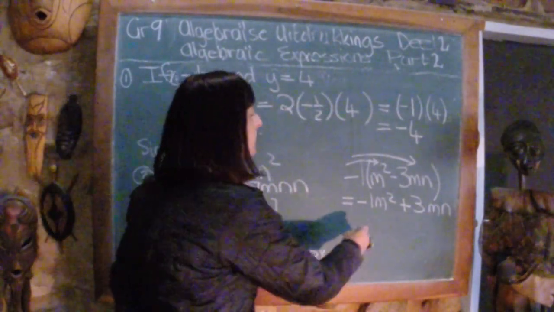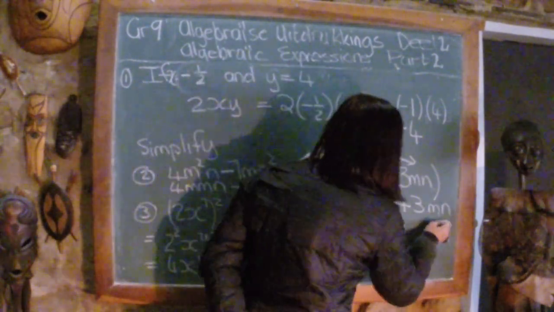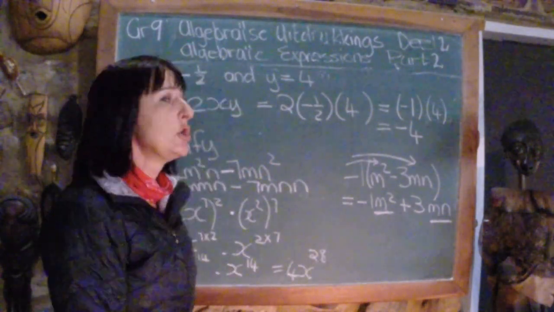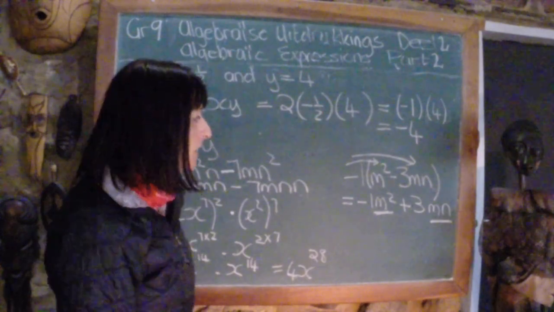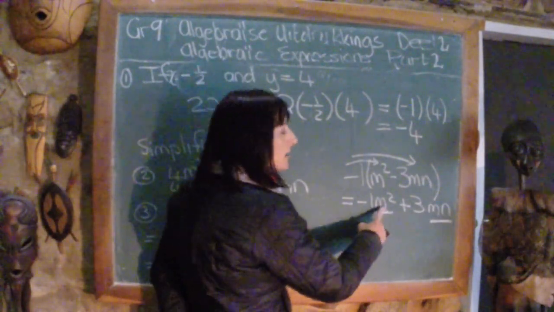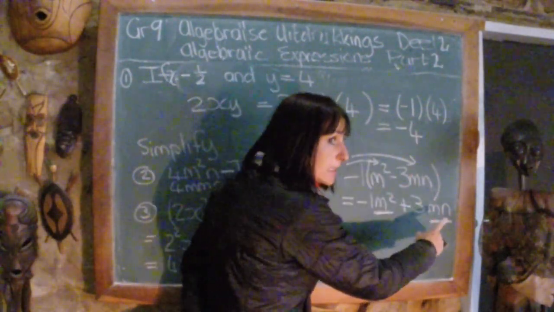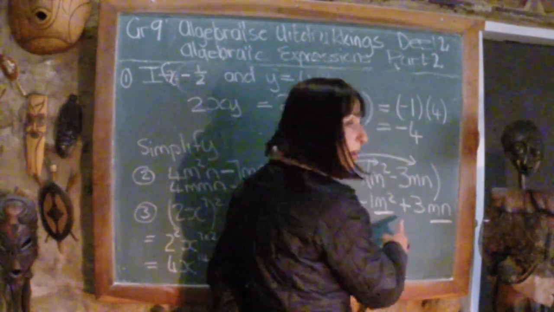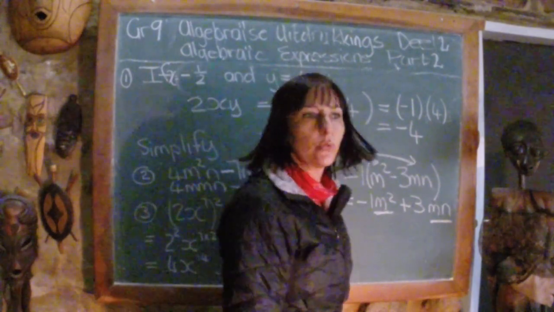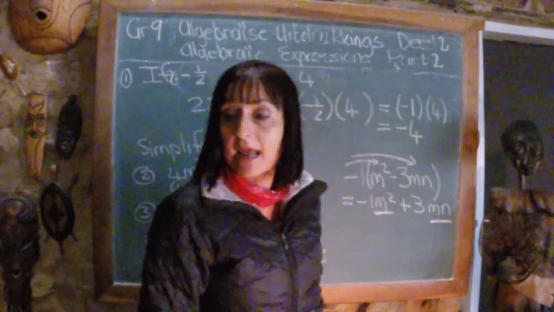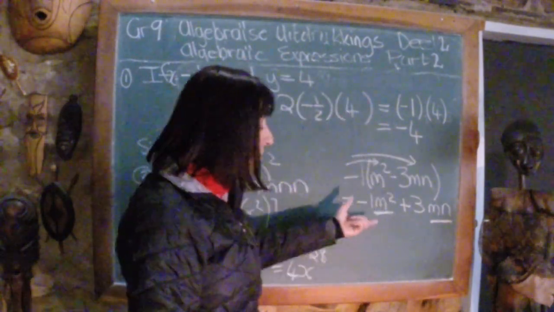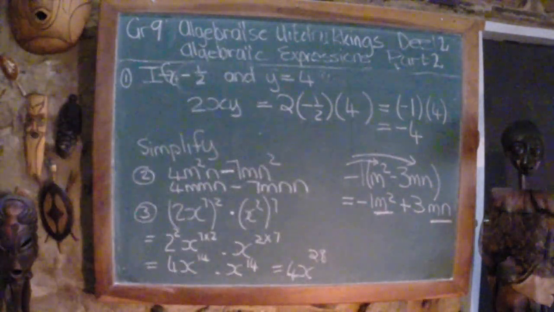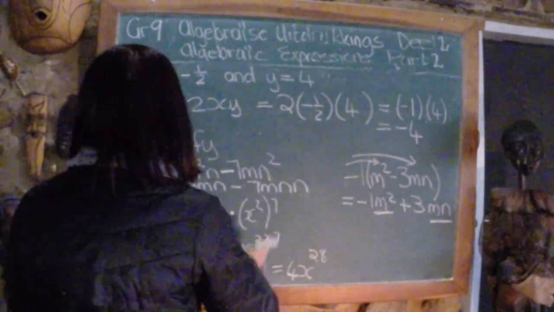Now, if you look at these 2 terms, grade 9s, are they the same? Do they look the same? No, definitely not. That one is an m and an n, and that one is an m and an n. Not the same. So can I add them? No. I can just add like terms, and those 2 are unlike terms. Okay, let's do the last 2 examples.